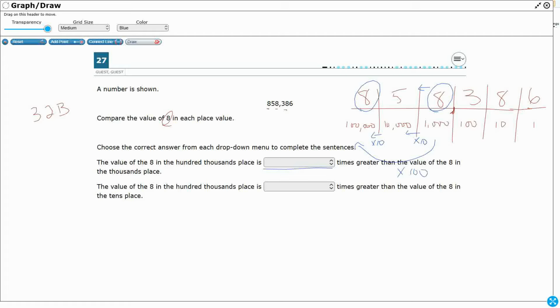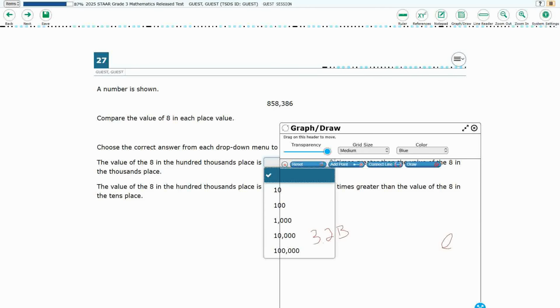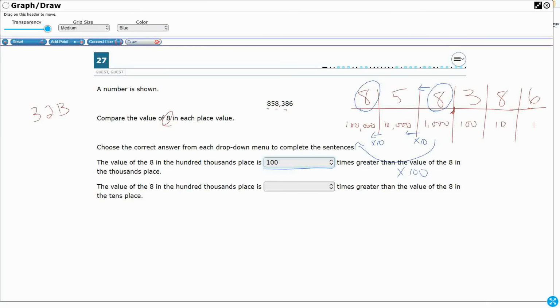Because it's really 10 times 10. Every time you move to the left, you multiply by another 10. So 10 times 10 would be 100. So the 8 in the 100,000s place is 100 times greater than the 8 in the thousands place, because 100 thousands make a 100,000.